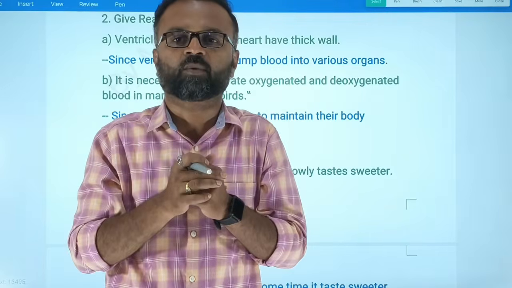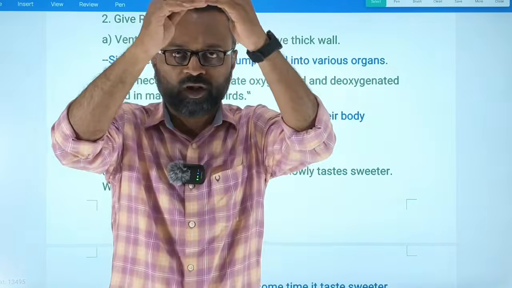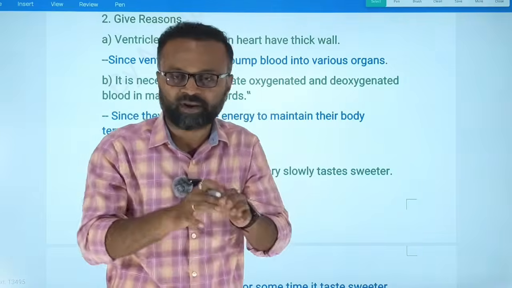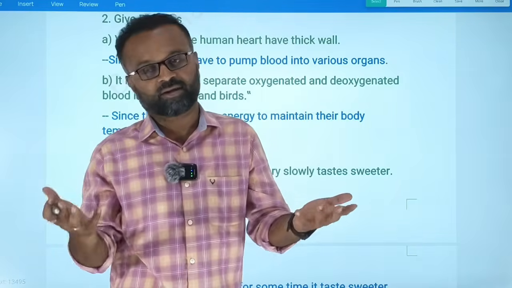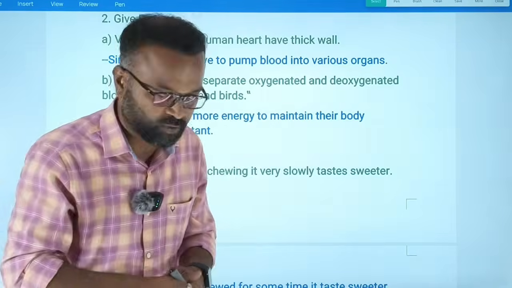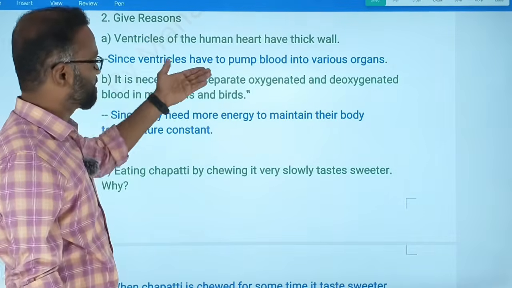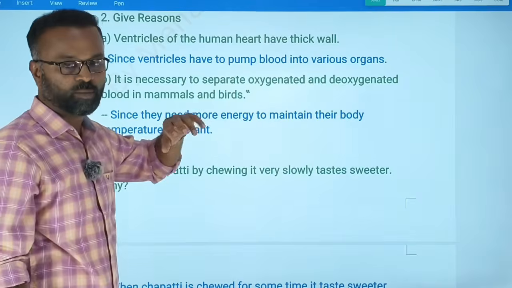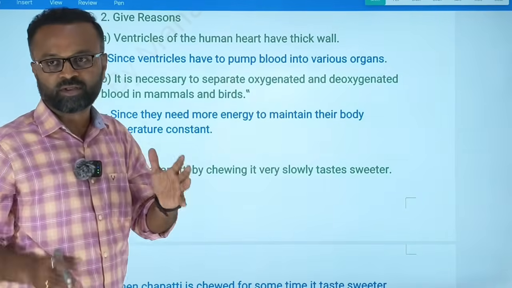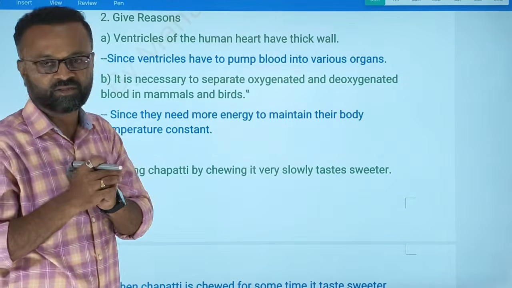The atria walls are thinner. Why? Because the atria only need to pour the blood down to the ventricles. Walls are thinner. Ventricles have thick walls, yes or no? Since ventricles have to pump the blood to the various parts of the body, a high amount of pressure is involved. That's the reason walls of ventricles are thicker.